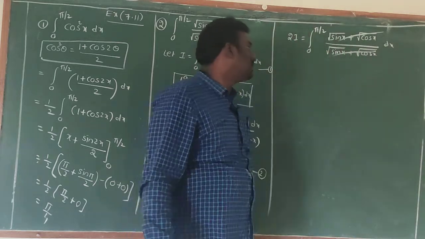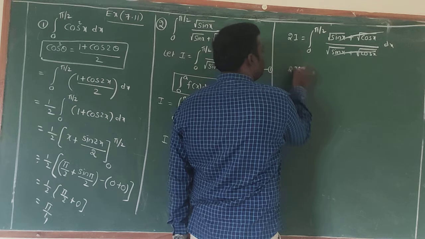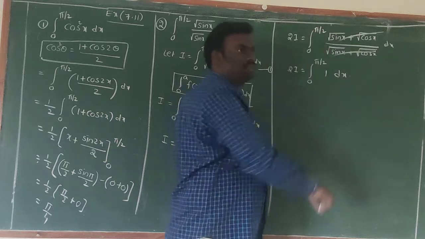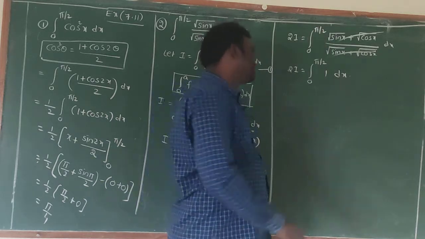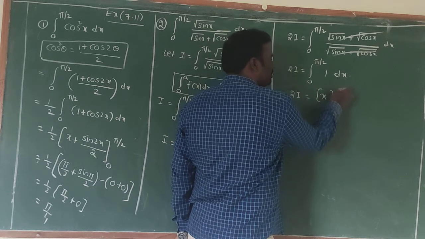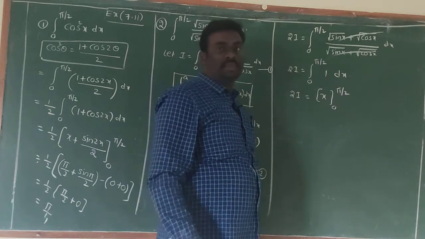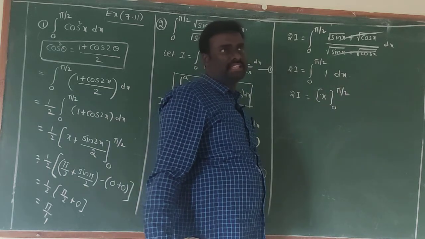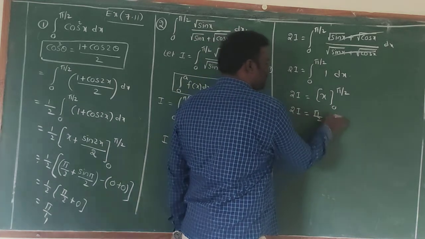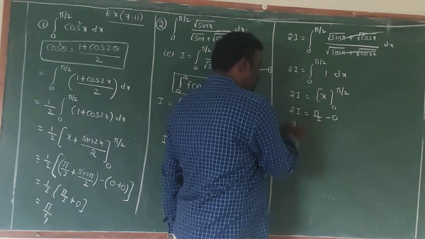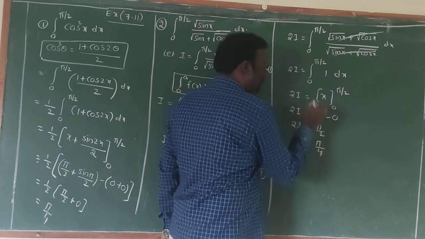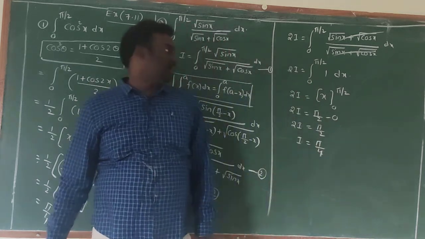Now both get cancelled. Both get cancelled means what is remaining? 1 is remaining. Then 2I equals the integral from 0 to pi by 2 of 1 dx. What is the integration of 1? x. Then 2I is equal to x between the limits 0 to pi by 2. First you need to substitute the upper limit minus the lower limit, that is 2I is equal to pi by 2 minus 0. Then 2I is pi by 2. Then I equals pi by 4. This is the value of I.